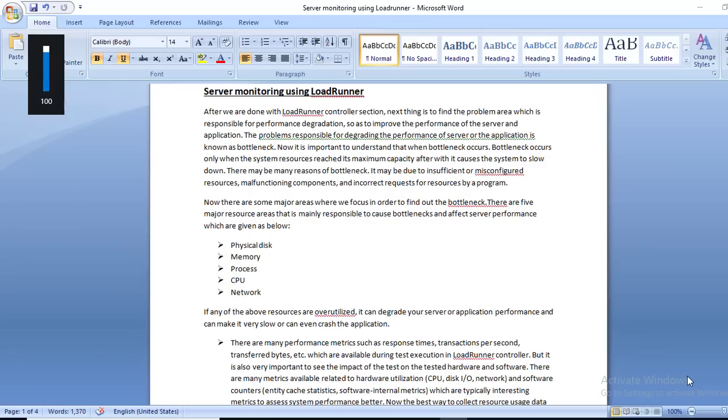After we are done with LoadRunner controller, performance test execution and scenario, the next thing, which is very important, is to find the problem area which is responsible for performance degradation, so as to improve the performance of the server and achieve our goal.